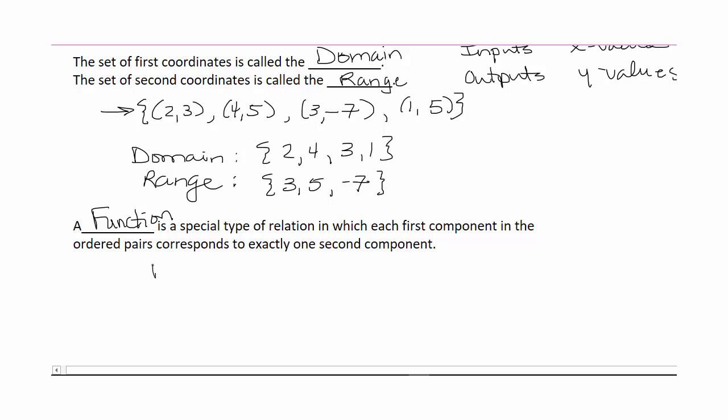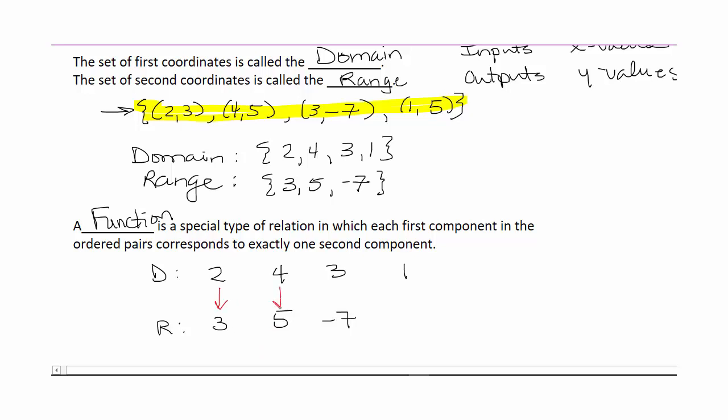So one way to check that is to list out your domain and range and draw little arrows connecting the input to the output. So for example, here we have our domain, that's 2, 4, 3, and 1. Our range was 3, 5, and -7. Looking back at the ordered pairs up here, okay, we're going to draw arrows connecting each input to its output. So 2, the input 2 leads to the output 3.